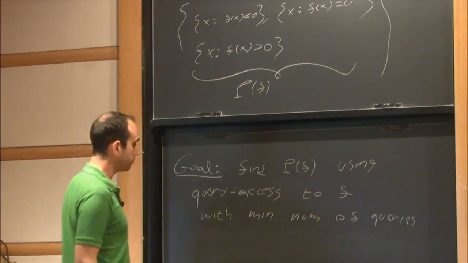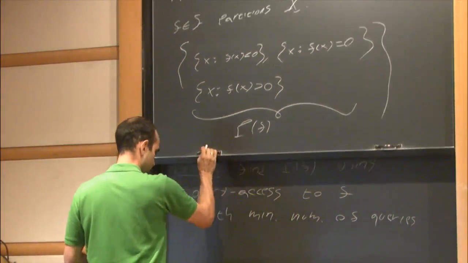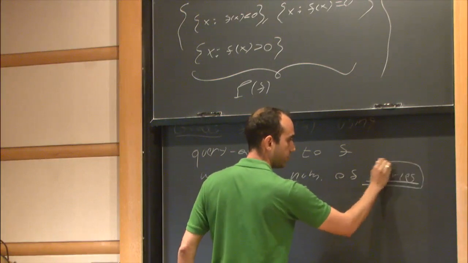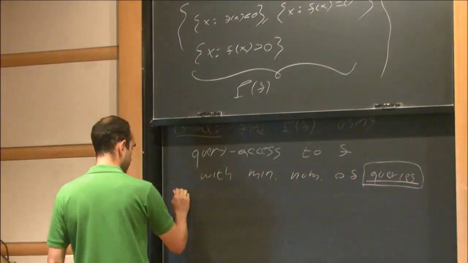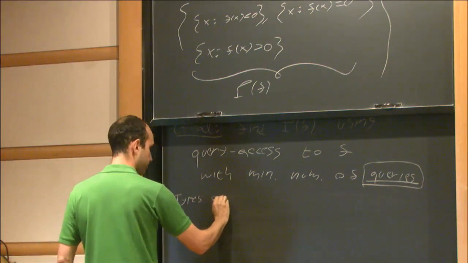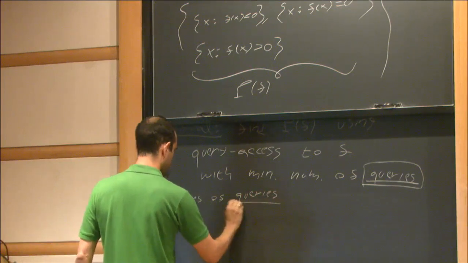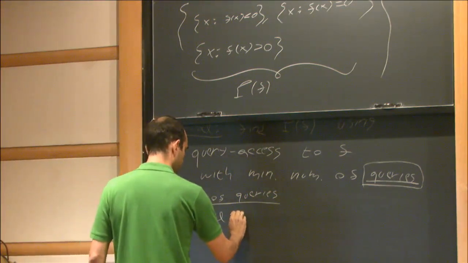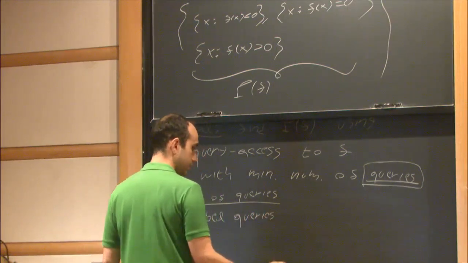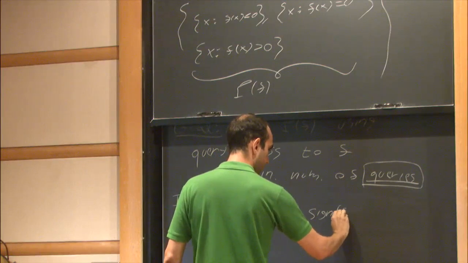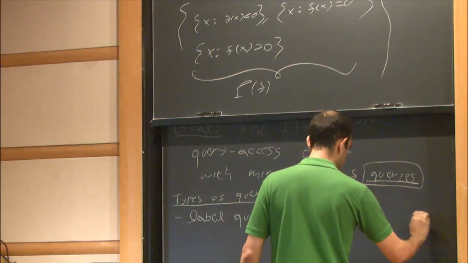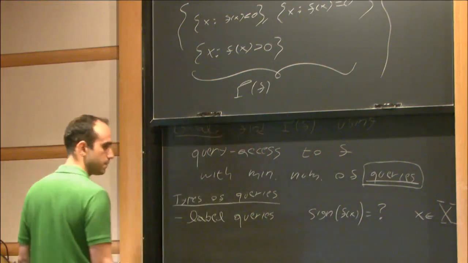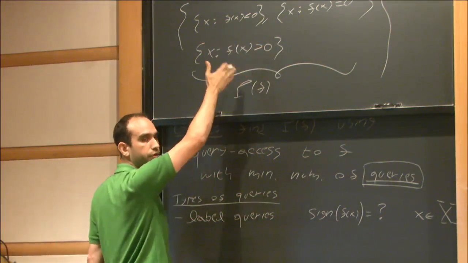Now, what are the allowed queries we will consider? I need to specify them, and we will consider several types of queries. We have label queries. The terminology is taken from active learning. Label queries ask for the sign of f(x), where x is in X. The sign of f(x) can be either positive, 0, or negative.